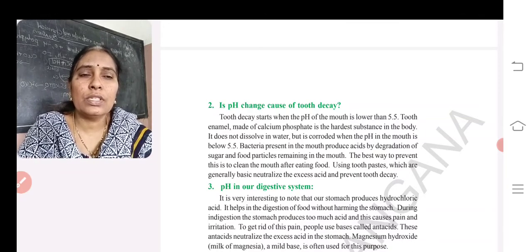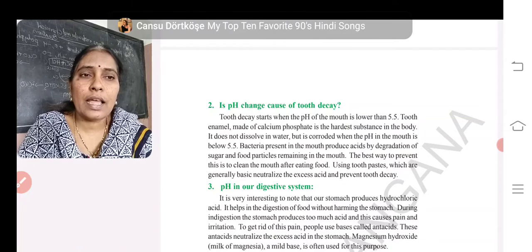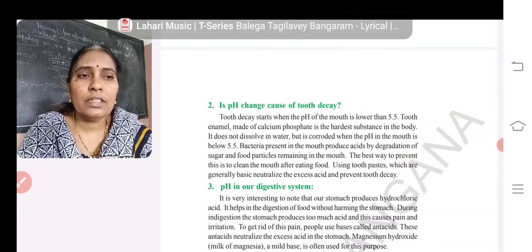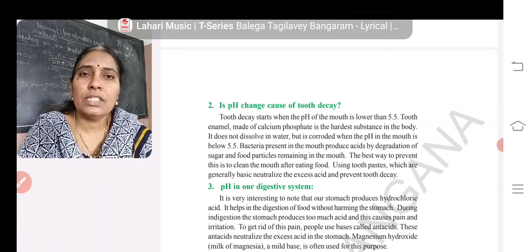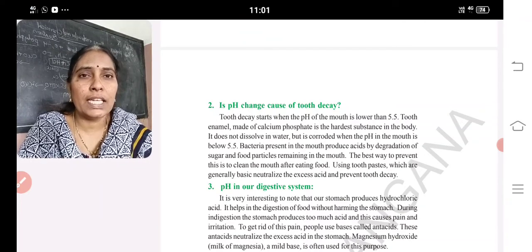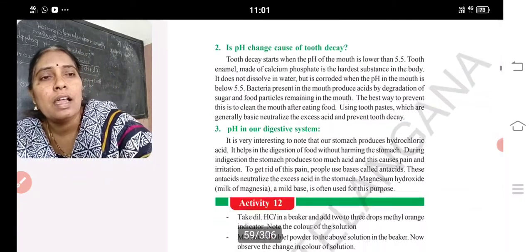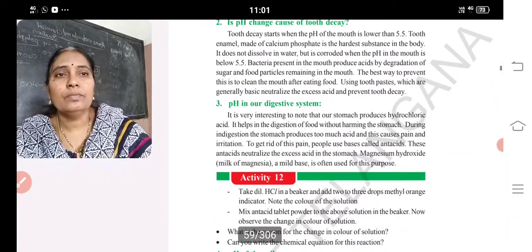Next, pH in our digestive system. We use antacid tablets. If there is more acidity, we get irritation and pain. To avoid that, we use an antacid tablet, which is basic in nature, that is magnesium hydroxide. It is a mild base and it reduces the pain.